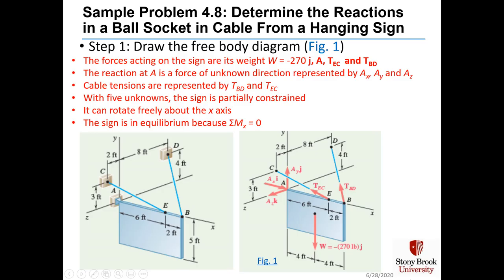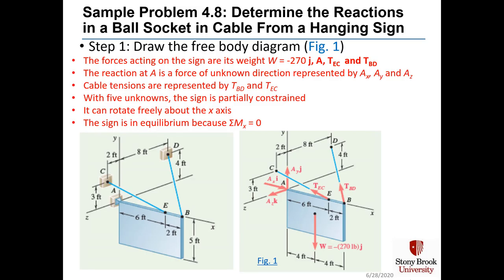In step 1, we will draw the free body diagram, which is shown in figure 1 in the lower right. The forces acting on the sign are its weight W, which is minus 270J, force A, tension T sub EC, and tension T sub BD. The reaction at point A is a force of unknown direction, which we'll represent by A sub X, A sub Y, and A sub Z. The magnitudes of the cable tensions are represented by magnitude T sub BD and magnitude T sub EC.